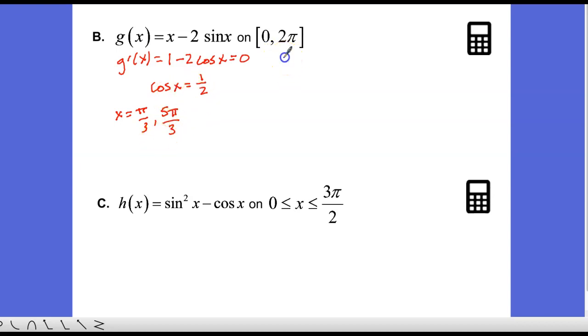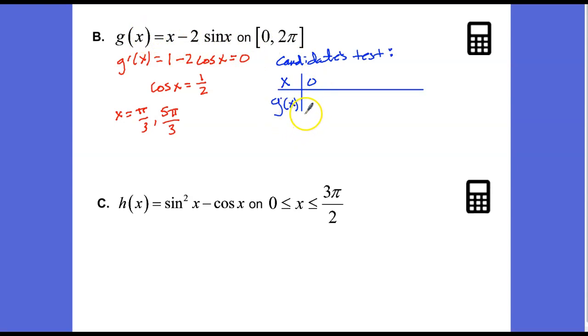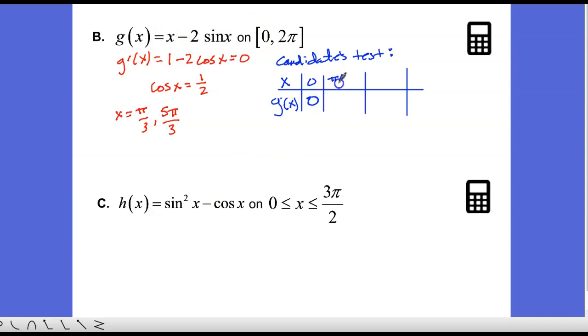So now we'll do our candidates test. We've got our first endpoint, 0, and if we plug 0 into the original function, g of x, we get sine 0 is 0, times 2 is 0, x is 0, 0 minus 0 is 0. Now at pi over 3, we'll just put this function into our calculator and substitute pi over 3 into it. We get negative 0.685 to 3 decimal places.